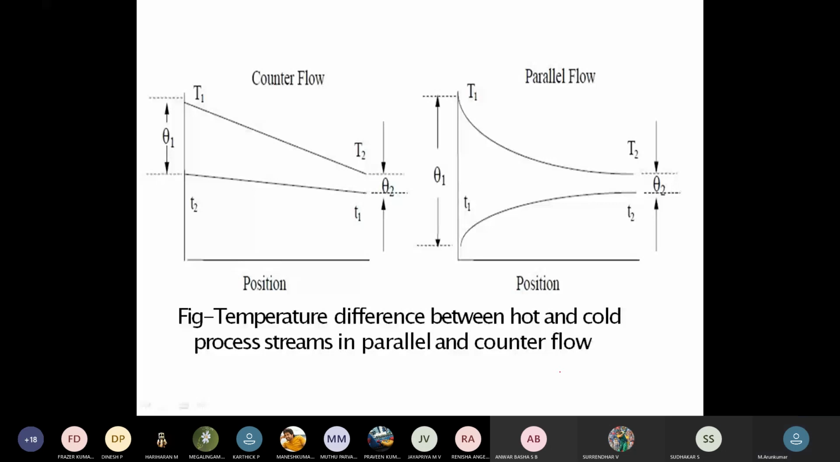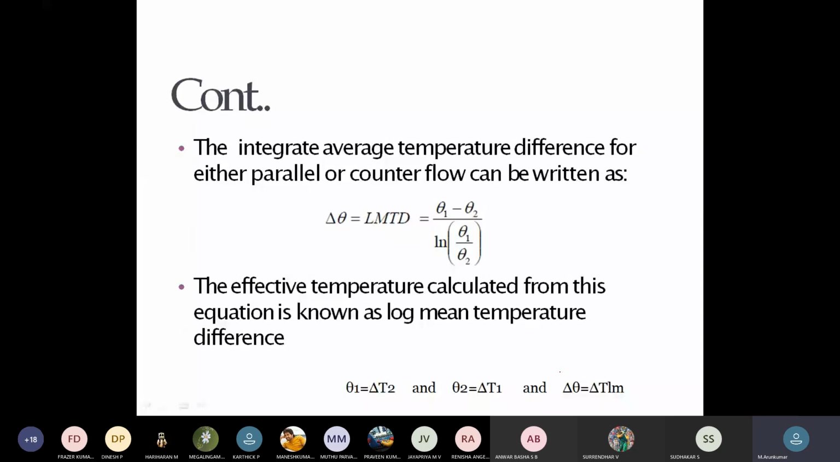Right, so the integrated average temperature difference for either parallel or counter flow can be written as theta 1 minus theta 2 divided by ln of theta 1 by theta 2. The effective temperature difference calculated from this equation is known as the LMTD. So theta 1 will be delta T2 and theta 2 will be delta T1, and this delta T is the change in temperature, that is the LMTD.